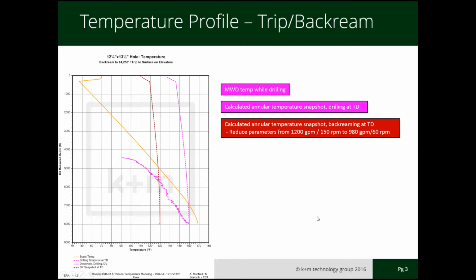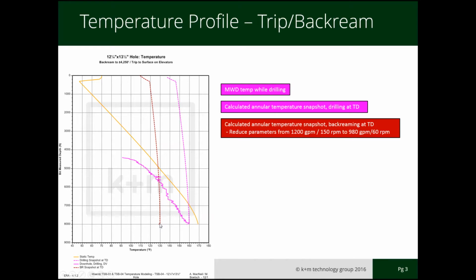Now, this particular operation reduced parameters from 1200 GPM and 150 RPM down to 980 GPM and 60 RPM. And that's an important change because it means that we have significantly less hydraulic heat and significantly less torsional heat that is driving up the overall wellbore temperature. And that's what's reflected in the simulation.